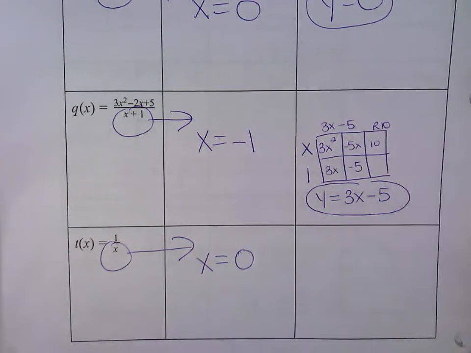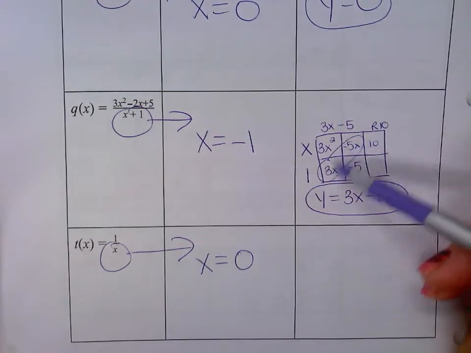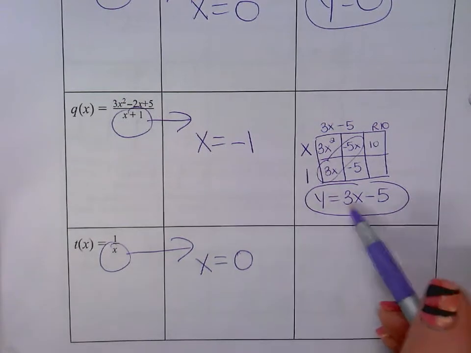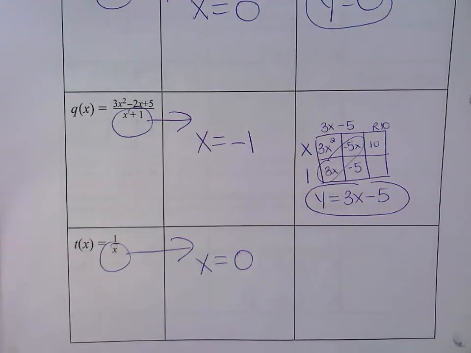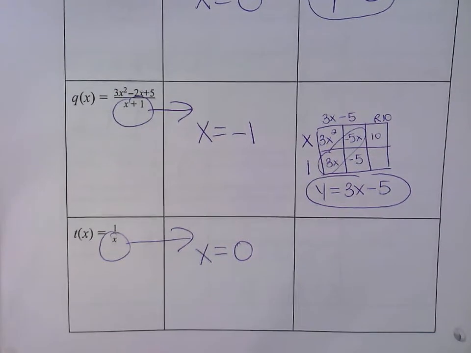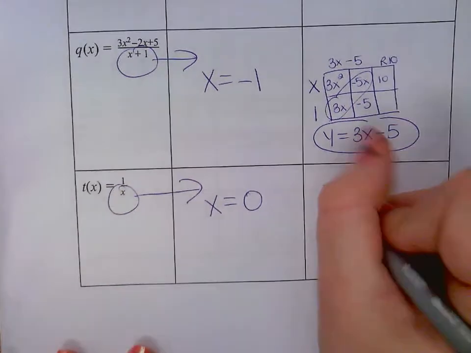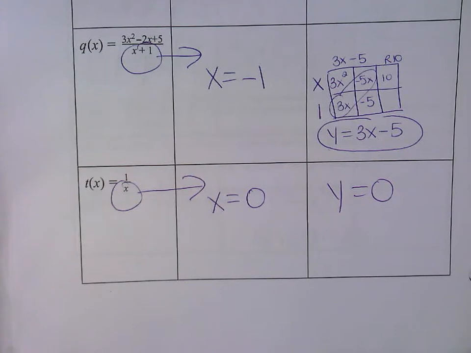The sum of your diagonal needs to be -2x. So then the answer is y equals 3x minus 5. It's going to be a slanted diagonal asymptote. And then on the last one, the denominator wins again, right? So y equals 0 is the horizontal asymptote. So that's your three-part rule for step number 4.